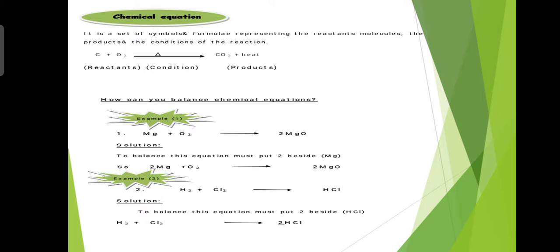Another equation, H2 plus Cl2 produces HCl. This equation is not balanced. What do we mean by balanced? The number of atoms in the reactants equals the number of atoms in the products. We have 2 atoms of hydrogen in the reactants, and 1 atom of hydrogen in the product. So we will put 2 beside HCl. So H2 plus Cl2 produces 2HCl.